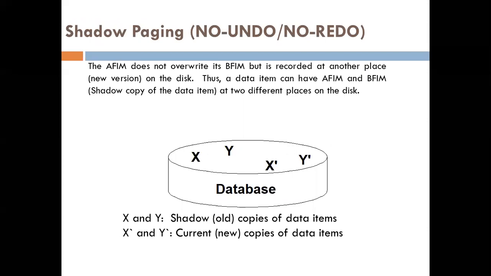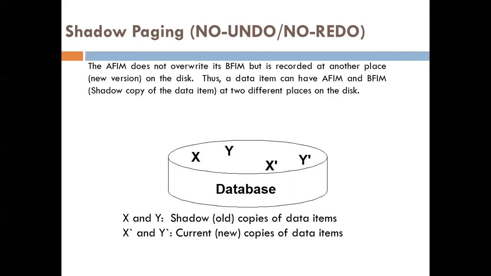So next, another concept we have is shadow paging. Here, no undo operation or redo operation is performed. The AFIM doesn't override the BFIM, but it is recorded at another place, a new version on the disk. Thus, a data item can have an AFIM and a BFIM. It's the shadow copy at two different places on the disk.